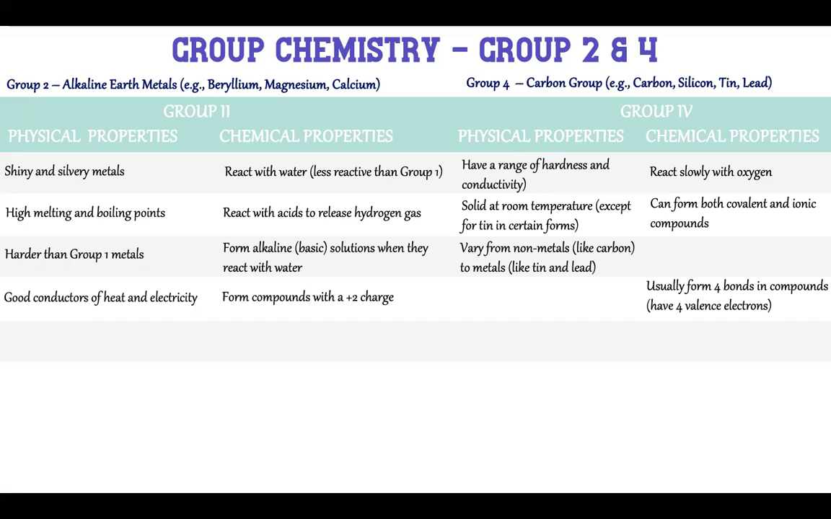Let's look into the group chemistry of group 4, which consists of the carbon group, like carbon, silicon, tin, and lead. In terms of physical properties, they have a range of hardness and conductivity, and are solid at room temperature except for tin in certain forms, varying from non-metals like carbon to metals like tin and lead. In terms of chemical properties, group 4 reacts slowly with oxygen, can form both covalent and ionic compounds, and usually forms 4 bonds in compounds, having 4 valence electrons.